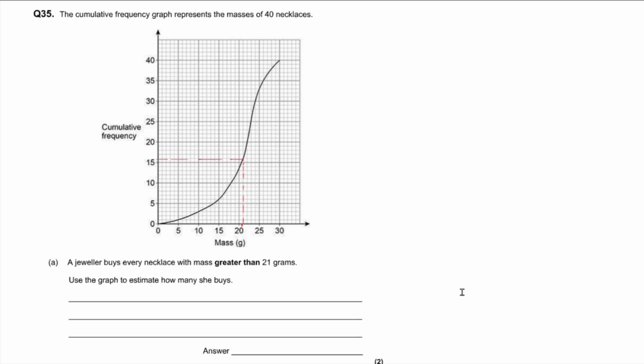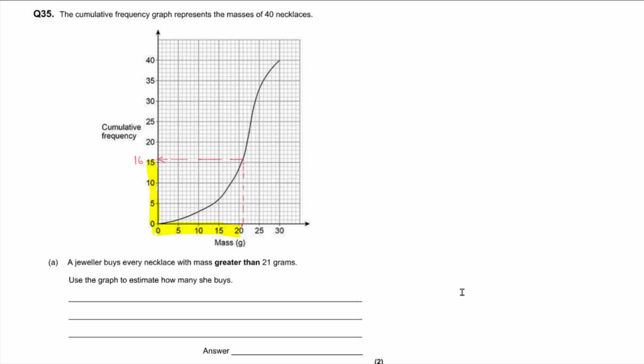So I make that like 1 little square above 15. Again, there are 5 units between 15 and 20 and 5 little boxes. So each one of those must be 1. So I'm reading that off as 16. Remember, what this is telling you is that there are 16 necklaces that are 21 grams or less.